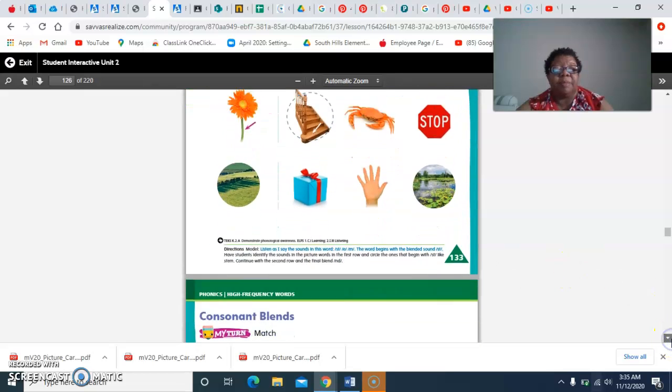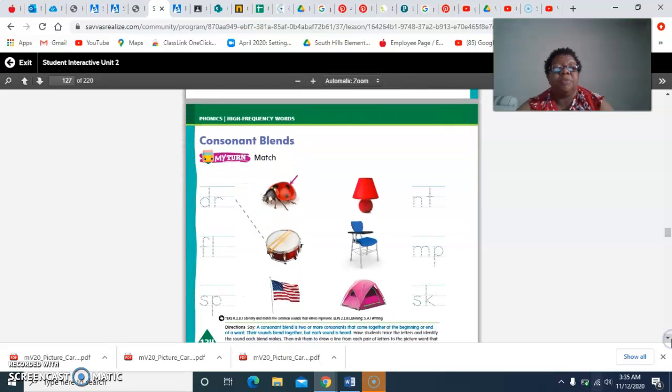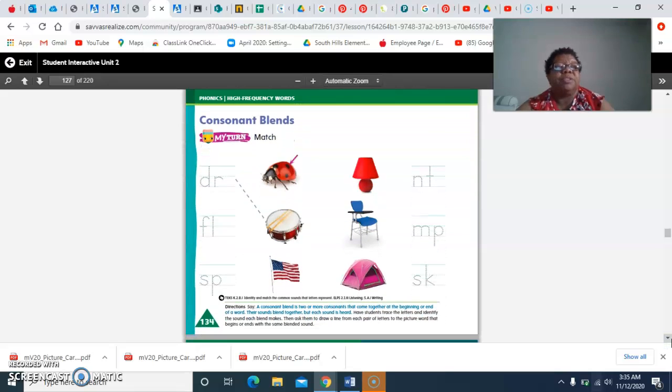Then on your next workbook page, we have consonant blends, and it's two letters that make one sound. So we have dr for drum. Fl, which picture would you pick? Would it be bug or flag? Then we have sp, and this one is for spot. It's pointing to the dots, and so we found out it was spot. So fl would be for flag, and sp would be for spot.